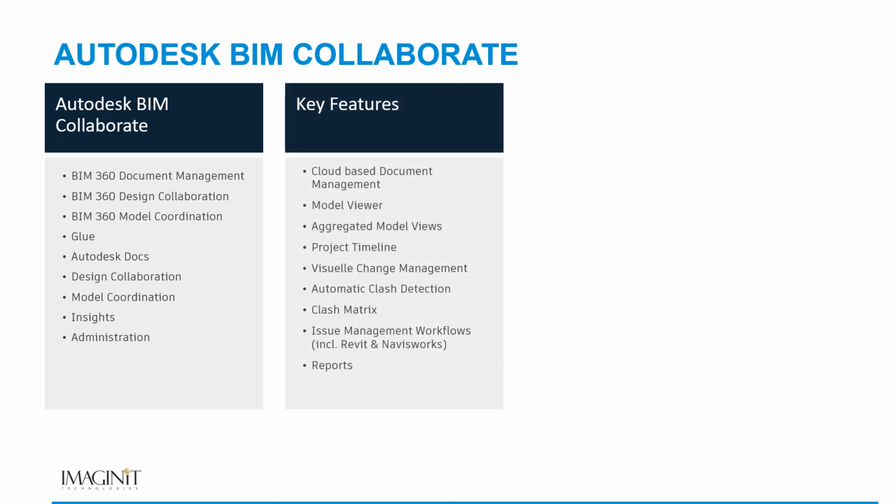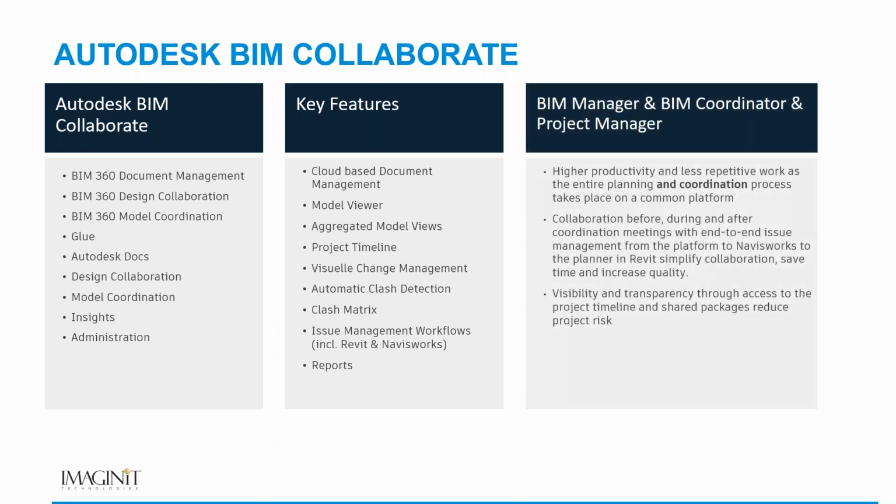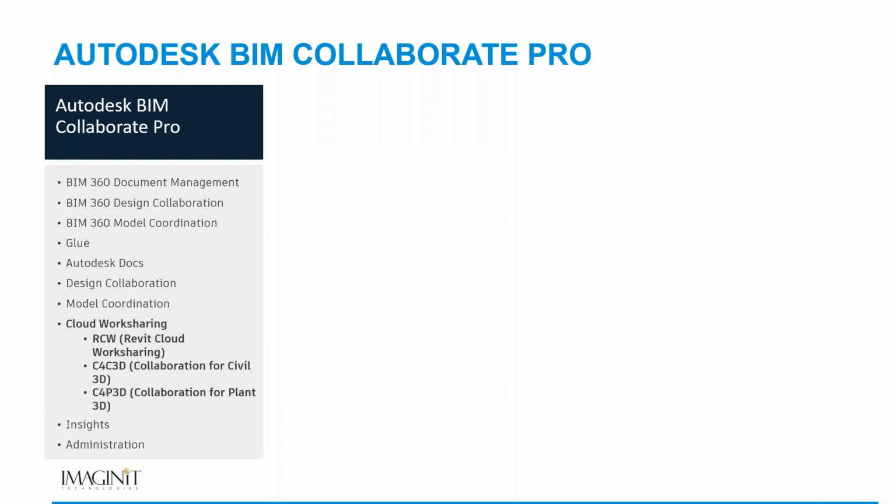Some of the key features of Collaborate. So obviously we have that cloud document management. We can view models. We can aggregate the different model views from different disciplines, create project timelines. We can do change management, clash detection, clash matrix, and issue management workflows and reports. The one thing that Collaborate is lacking that Pro has is the ability to do your work sharing through Revit and through Civil 3D. So with Collaborate, we get all of the access to the model coordination and collaboration. It just doesn't have the work sharing capabilities that Collaborate Pro has.